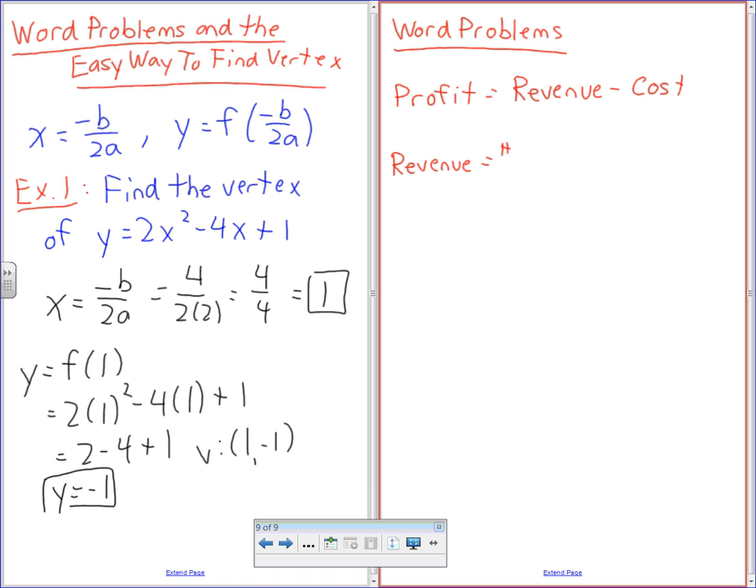The number sold times your unit price. Okay, so the revenue is, let's use the McDonald's example again. To get their revenue, if they sell 1,000 burgers and each one costs $1, their revenue is going to be $1,000. Okay, right? So the number sold times the price. What the cost is going to be is the same thing.